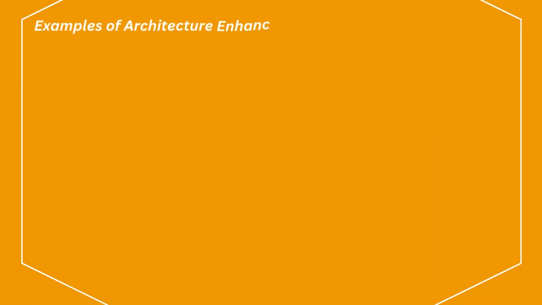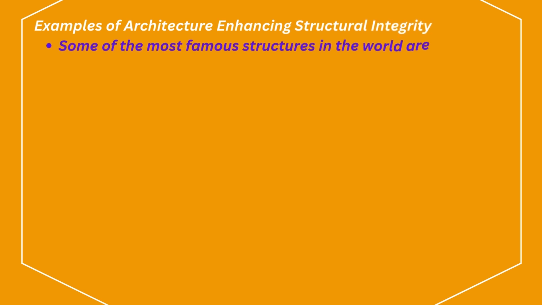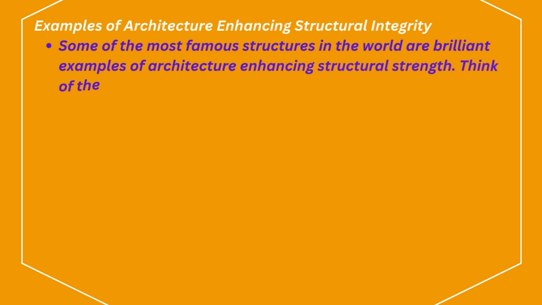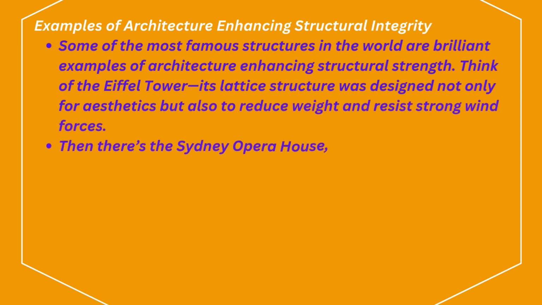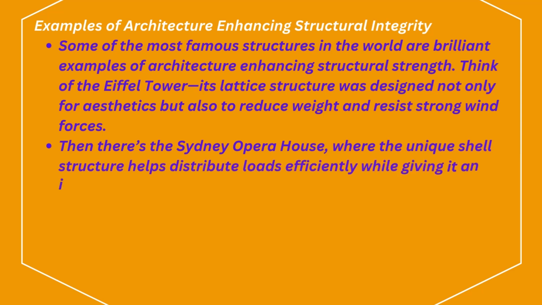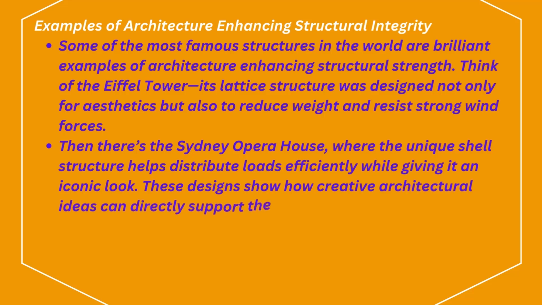Examples of architecture enhancing structural integrity. Some of the most famous structures in the world are brilliant examples of architecture enhancing structural strength. Think of the Eiffel Tower. Its lattice structure was designed not only for aesthetics but also to reduce weight and resist strong wind forces. Then there's the Sydney Opera House, where the unique shell structure helps distribute loads efficiently while giving it an iconic look. These designs show how creative architectural ideas can directly support the strength and safety of a structure.